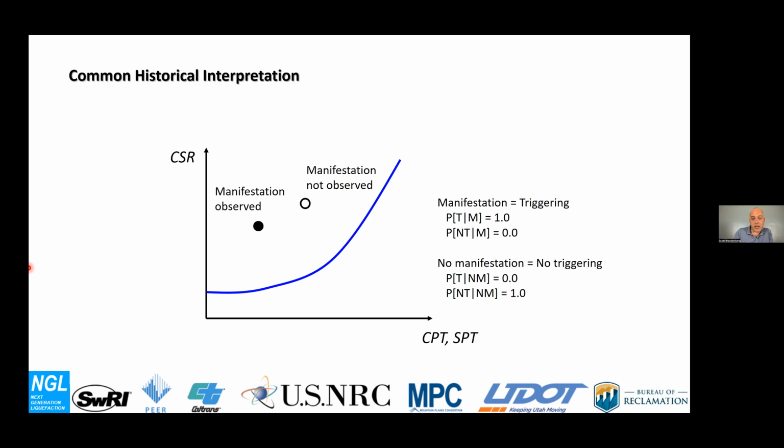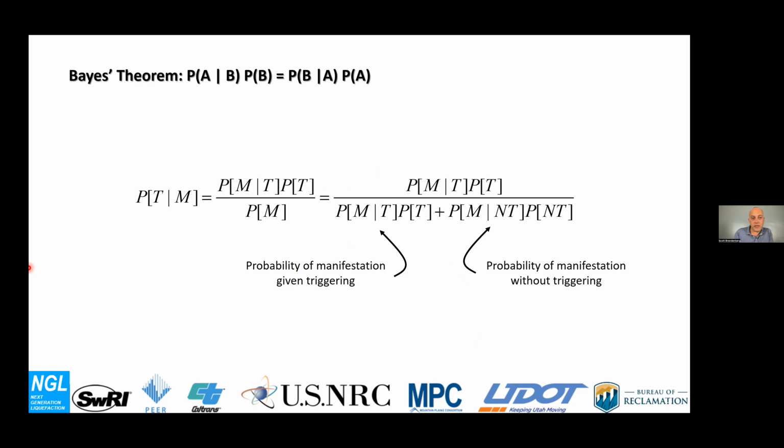Then here's no manifestation. So there's an open symbol above the curve. This would be a false prediction in this case. And we would assume that since it didn't manifest, that's a site that also didn't trigger. So the probability of no triggering given no manifestation is 100%, and the probability of triggering given no manifestation is 0. So this has an impact on the position of the curve and also its uncertainty.